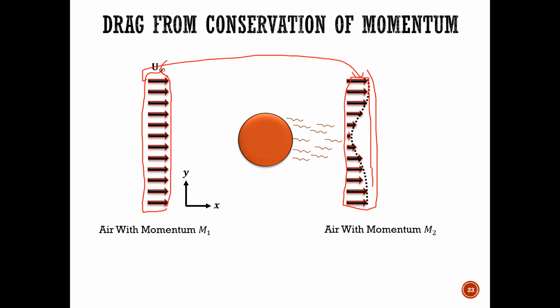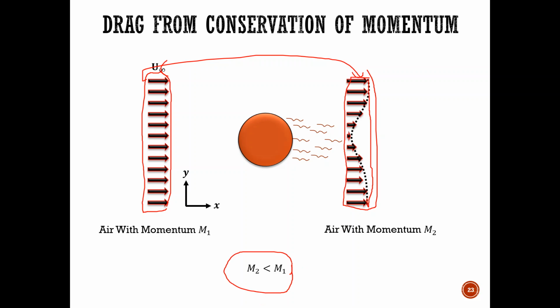Because if there is no momentum loss, all the arrows will have the same length, just like right here. You would have the exact same copy behind the cylinder, but guess what? Because of the wake, your momentum is actually lost, and that means your m2 will be less than m1. Now think about this. What did Newton say? Newton said, hey, wait a minute. Anytime there's a change in momentum, there will be a force accompanied with it.